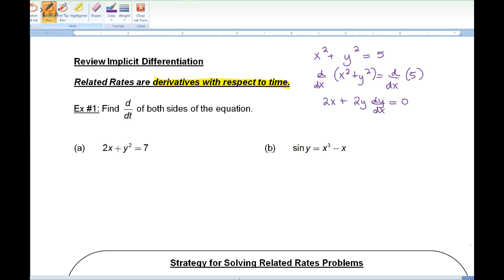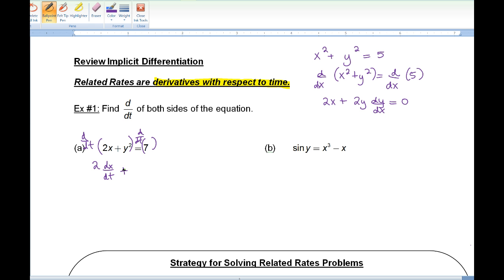Okay. So 2x. What would be the derivative? Just think about what would be the derivative of 2x. It would just be 2. But then we need dx dt. So remember, we're taking d dt of both sides. Just think about what the derivative would normally be, and then multiply by dx dt.